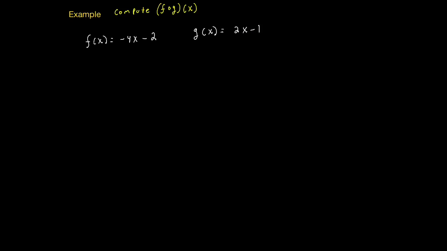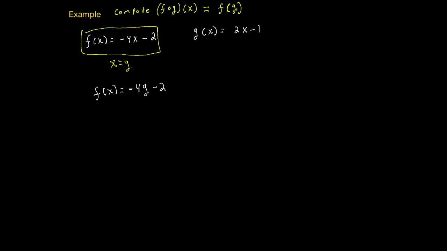Okay, so let's attempt this problem now. We have to compute f round g, which is basically telling us to do f of g. That's what this notation translates to. So we have to get f right here and evaluate it at x equals g. So everywhere we see an x, we're going to replace it by a g. So we have negative 4g minus 2. And now we can apply that substitution: g is equal to 2x minus 1.